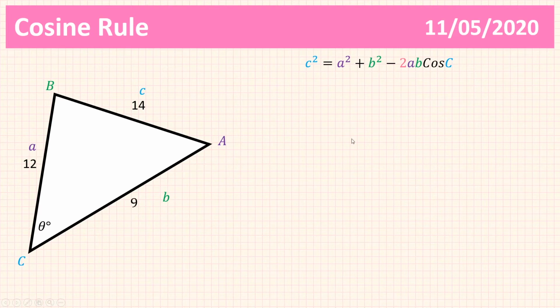So once we've done that, we're going to substitute in our values. So we've substituted in our values. Instead of C, we've written 14. Instead of A, we've written 12. Instead of B, we've written 9, and so on and so forth throughout the formula.